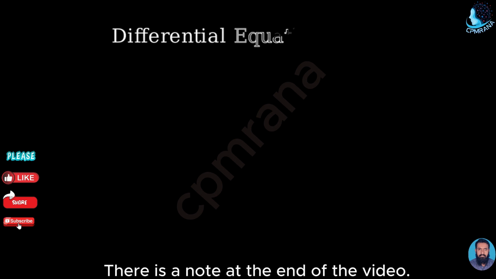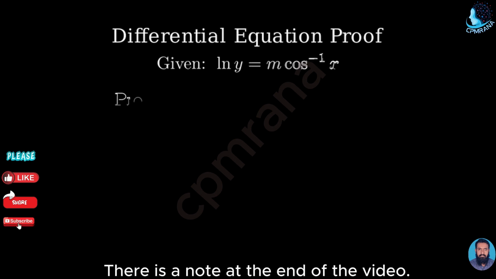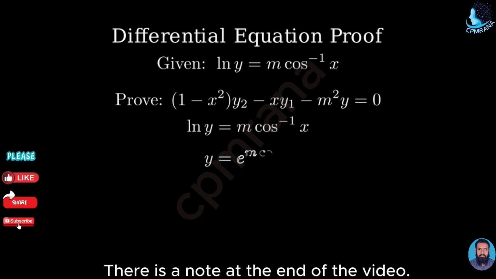Let's solve a challenging differential equation proof step by step. We'll start with the given equation and transform it to prove our target equation. Let's start by converting our logarithmic equation to exponential form, taking e to the power of both sides. We get y equals e raised to m times inverse cosine of x.